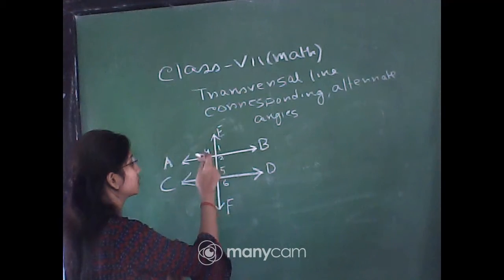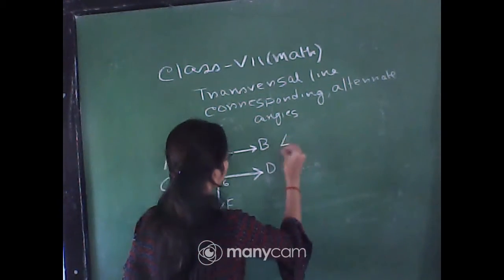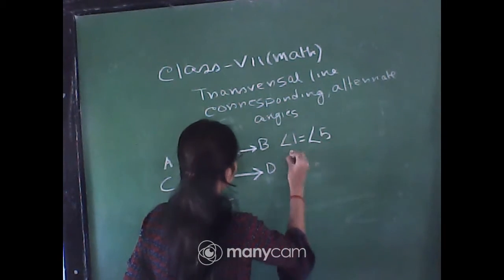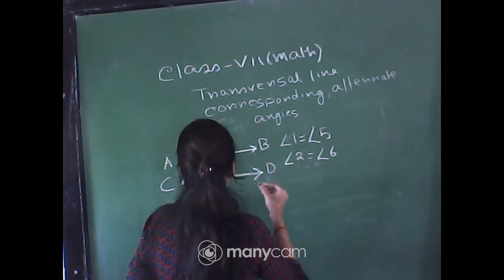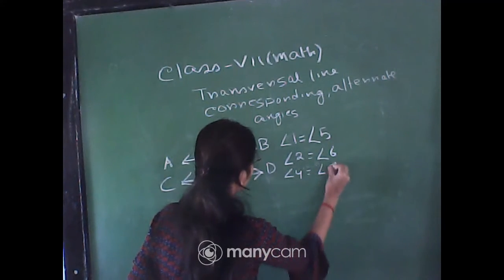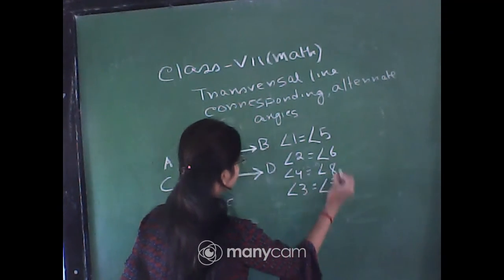Here the corresponding angles are angle 1 and angle 5. So angle 1 is equal to angle 5, angle 2 is equal to angle 6, angle 4 is equal to angle 8 and angle 3 is equal to angle 7, isn't it?